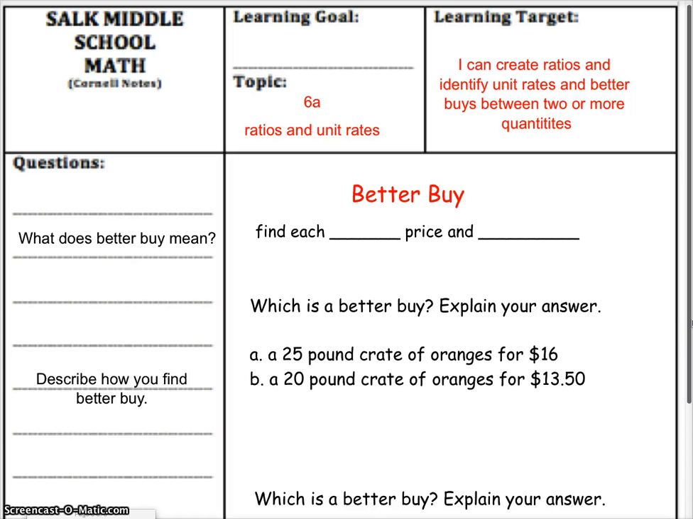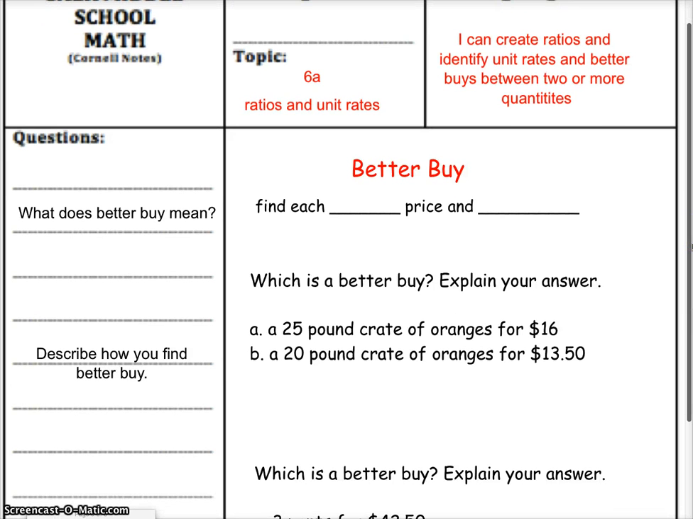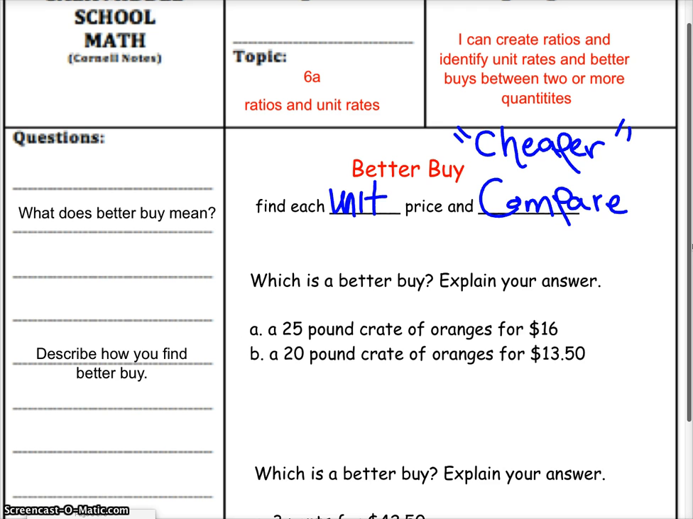Main target today is to determine better buys. And we do this a lot as adults. Some kids are even conscious about this, which is awesome, to determine what a cheaper product is. So you find each unit price, and then you're going to compare to find which one is a better buy. Better buy means cheaper in this sense. Now sometimes cheaper isn't always the best. Sometimes you actually want to spend a little money to get something a little better. But right now we're going to assume cheaper is the best. That's what better buy is.